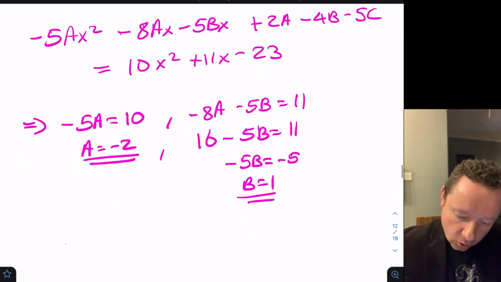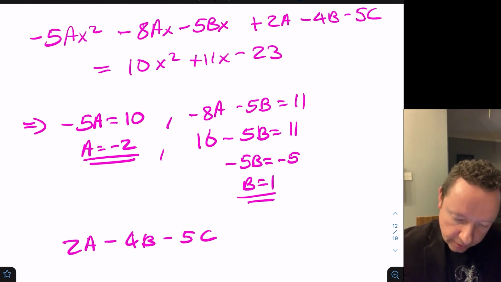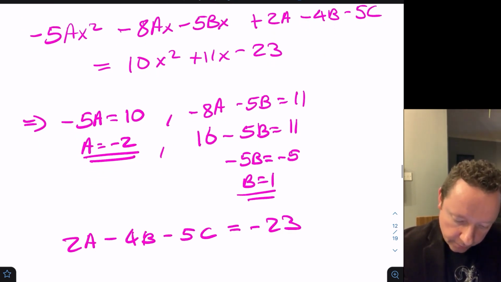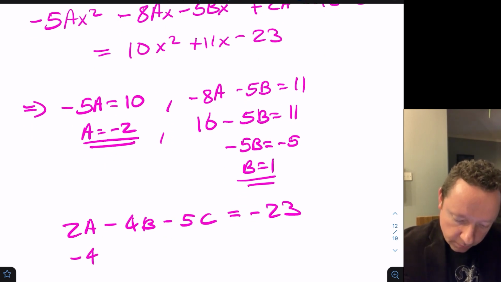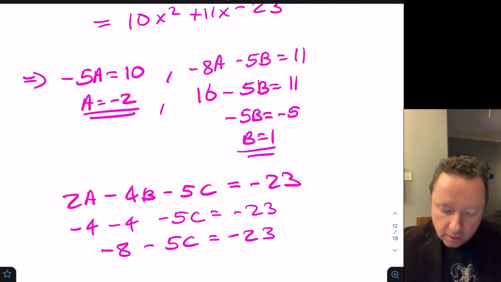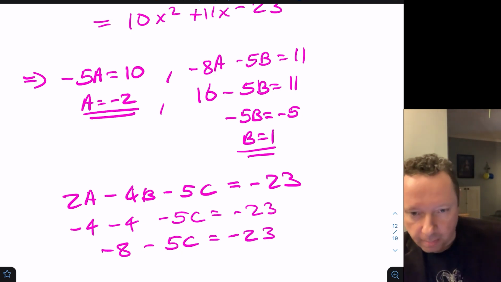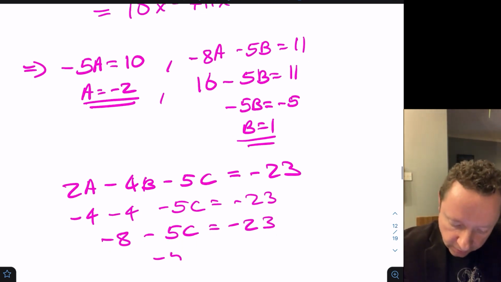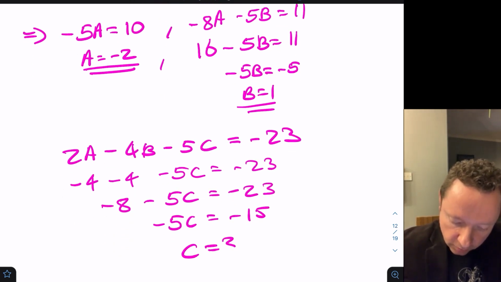Now looking at our constant terms, we have got 2a minus 4b minus 5c is equal to minus 23. 2a is minus 4. 4b is also 4. Minus 5c is minus 23. So you get minus 8 minus 5c is minus 23. Minus 23 plus 8 is minus 15. So minus 5c equals minus 15. And therefore c is equal to 3.